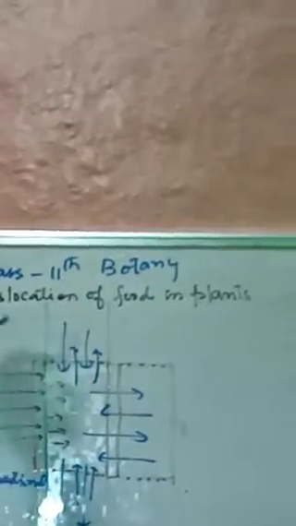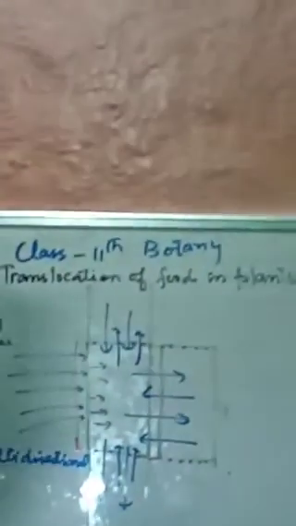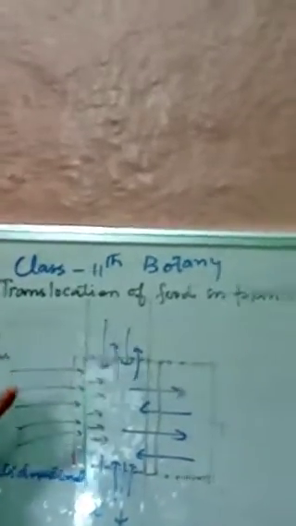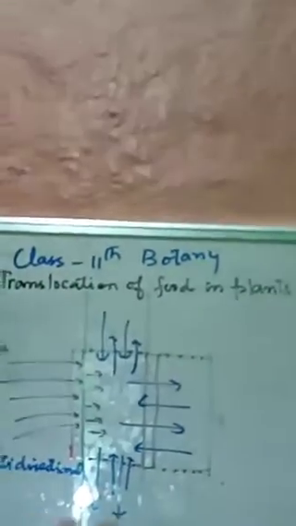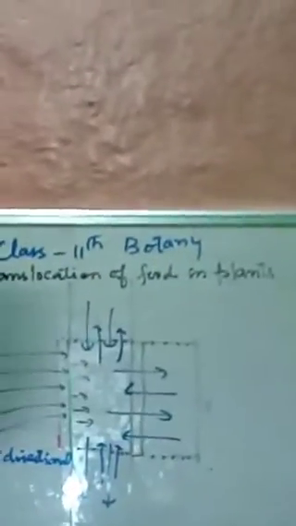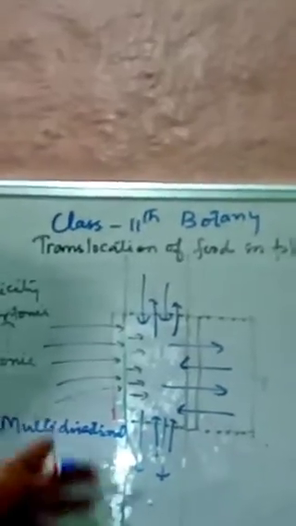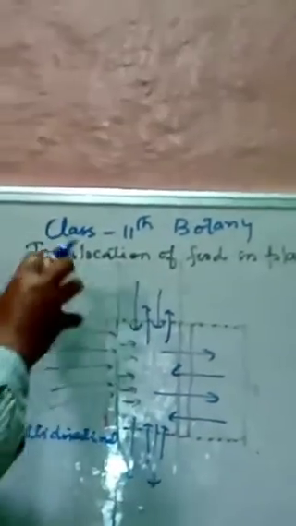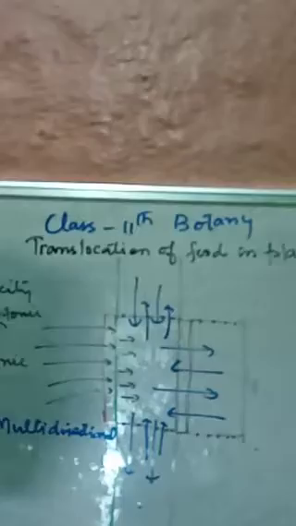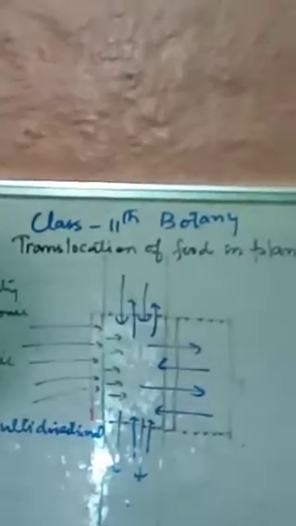And this topic we have studied, the translocation of food, is simply the mass flow hypothesis, which plays an important role in the translocation of food in the plant. And this was all about the transportation of water and translocation of food in plants.